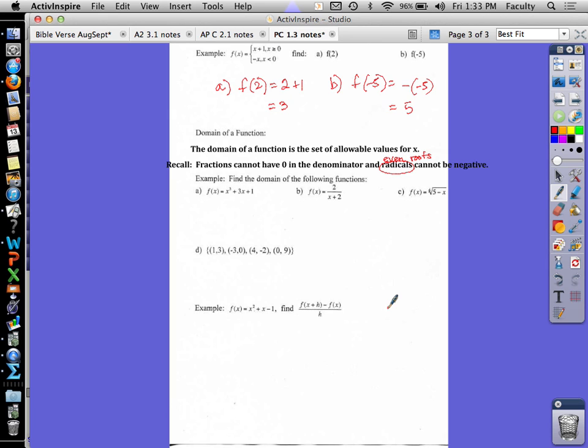All right, so let me give you a head start. In the next example, it says find the domain of the following functions. There's an A, B, C, and D. What you need to remember is that fractions cannot have 0 in the denominator, and even roots cannot be negative underneath. So go ahead and try those 4.